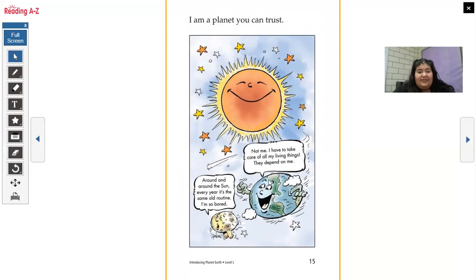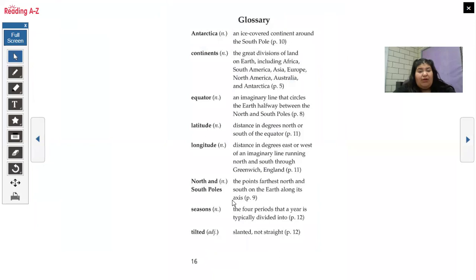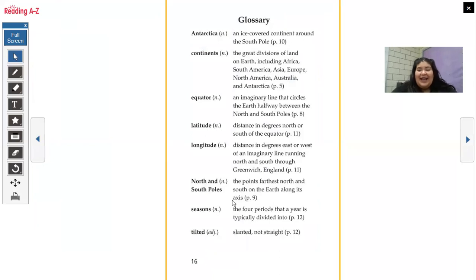Not me. I have to take care of all my living things. They depend on me. Around and around the sun every year, it's the same old routine. I'm so bored.